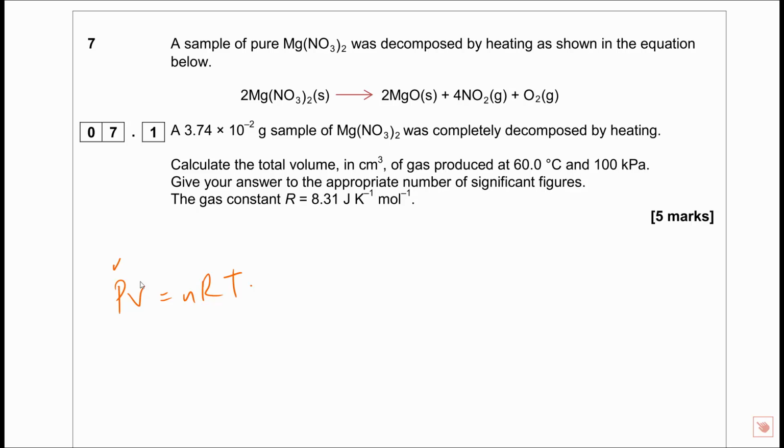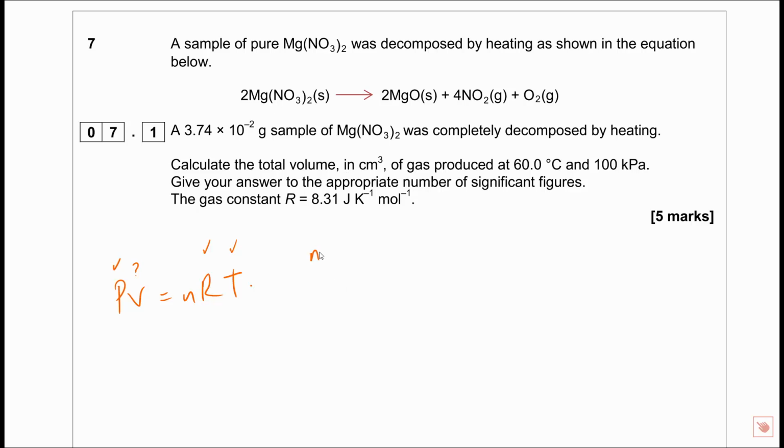Okay, so we know our pressure. We don't know the volume. That's our calculating one. We know R and we know T. We've got to work out the moles first. 3.74 times 10 to the minus 2 gram sample of this was completely decomposed by heating. So we'll work out how many moles we have of this first.